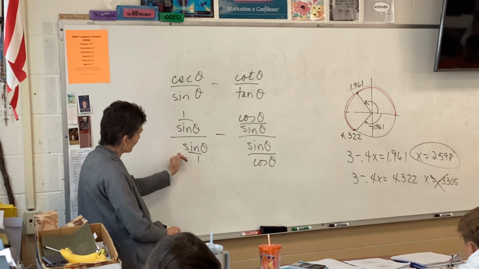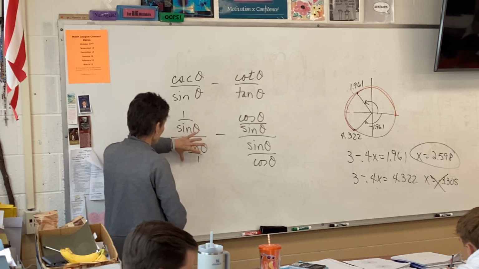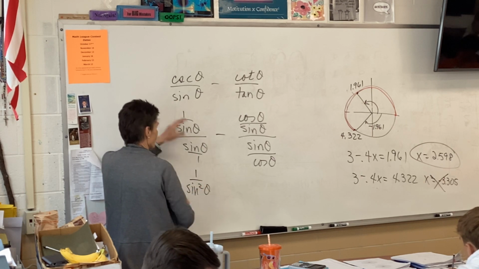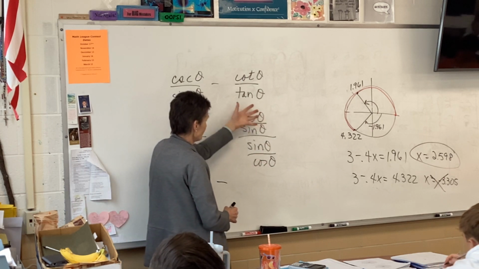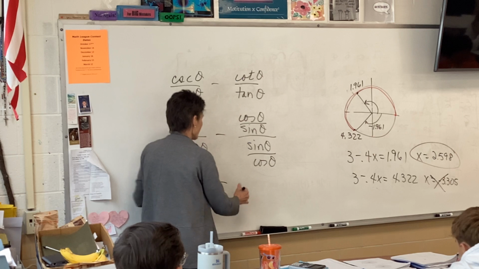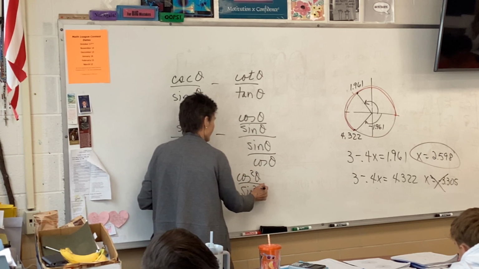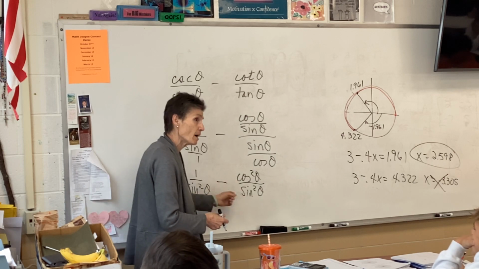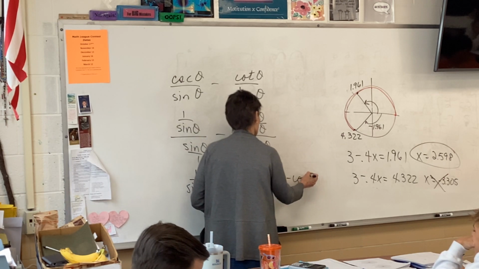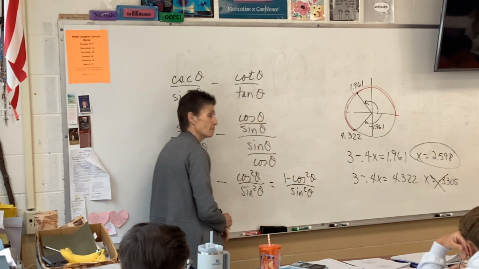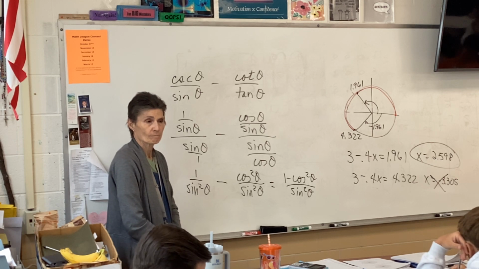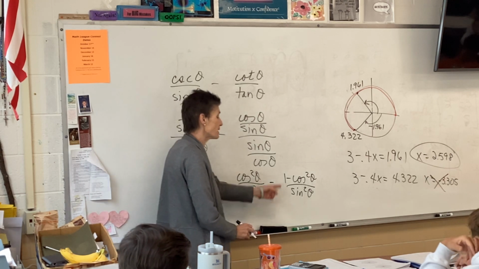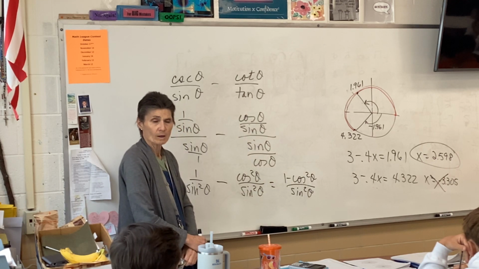Okay, if you think about dividing by fractions, and inverting and multiplying, Addie, would you agree that this one would become 1 over sine squared? And then this one, remember you're dividing, so you're inverting and multiplying, this one would become cosine squared over sine squared, which is kind of nice because they already have a common denominator. So now we have 1 minus cosine squared over sine squared. Wait a minute, what's 1 minus cosine squared? Sine squared. So you've got sine squared over sine squared, so that's just going to be 1.